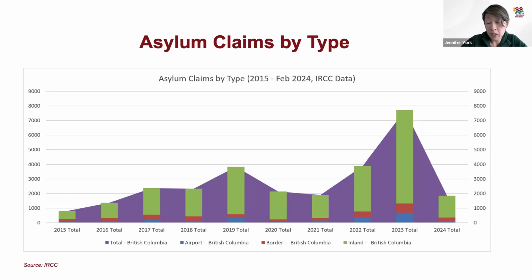COVID saw a bit of a dip because the borders were closed, so fewer people were crossing through the border or going through the airport. However, as you saw when the borders opened up, there was a huge increase in the number of asylum claims made in 2023. What's important to note is that the last column, 2024, is only for the first quarter. And if this rate continues the way it is, it may exceed the numbers in 2023. So there's an increase in claims. And we hear that anecdotally with many service providers in the community as well.